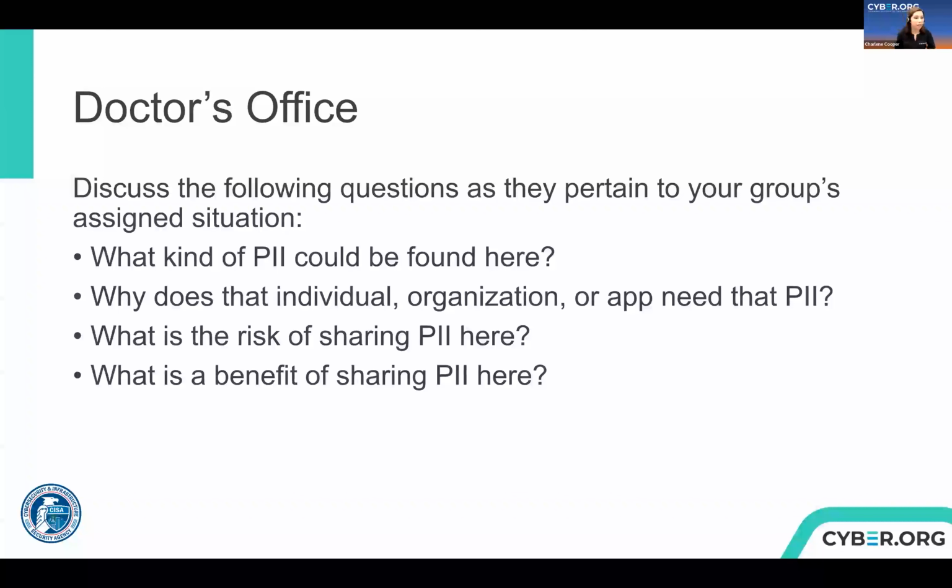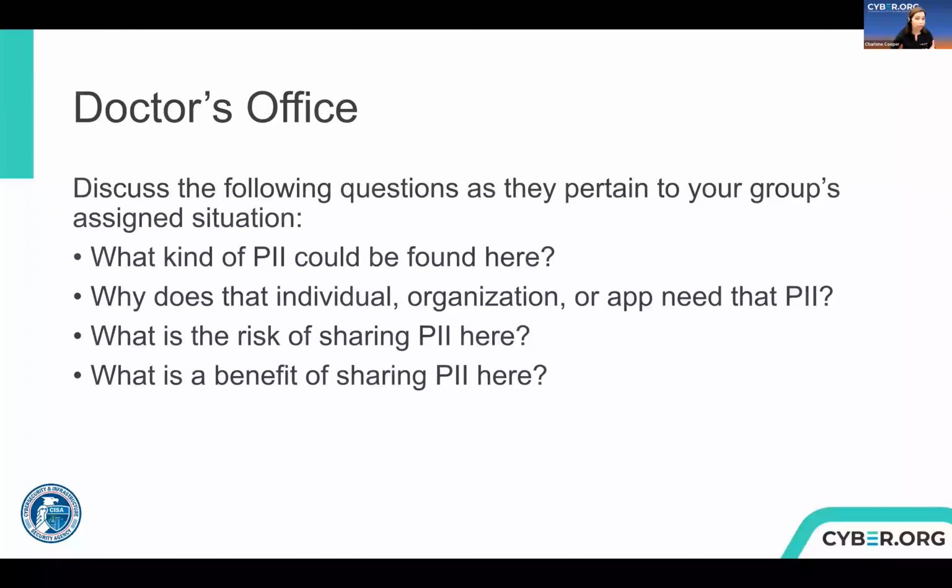In many of our lessons, we have students either working in pairs or working in small groups so that they're comfortable expressing their ideas with one another before they move into a whole group setting. So this is one thing that a small group would discuss, the following questions for a doctor's office. What kind of PII could be found in a doctor's office? And then why would the doctor's office need that PII about you? What is the risk of sharing PII there? And then what is a benefit?